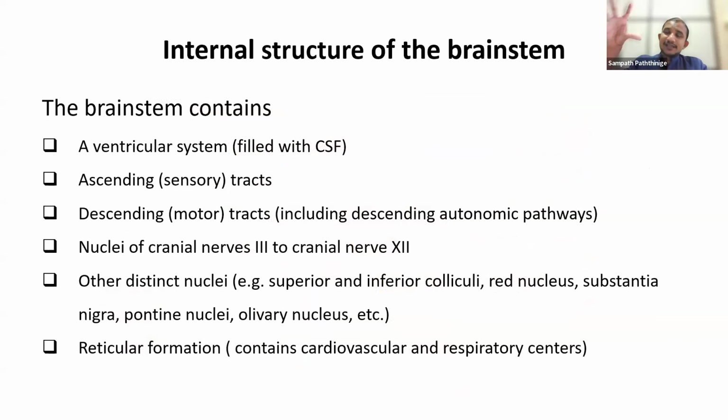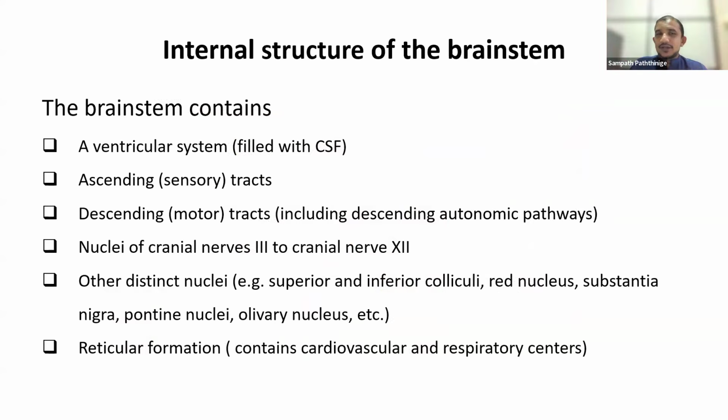Yeah. So the brainstem, as I told you, contains a part of the ventricular system. We learned about that. It contains the ascending tracts. It contains the descending tracts. It has the nuclei of the cranial nerves from the 3rd to the 12th.